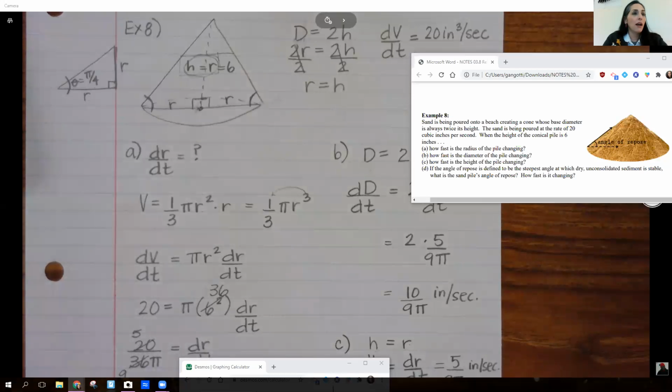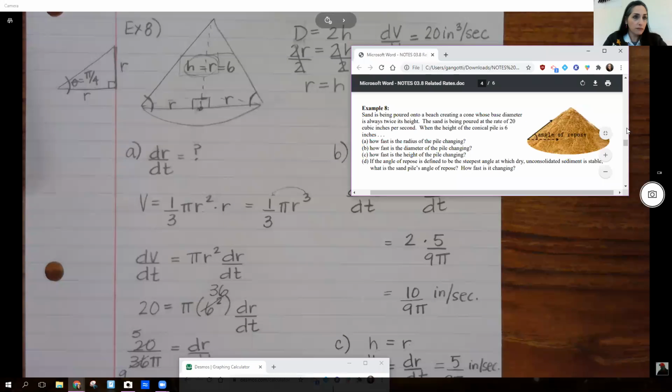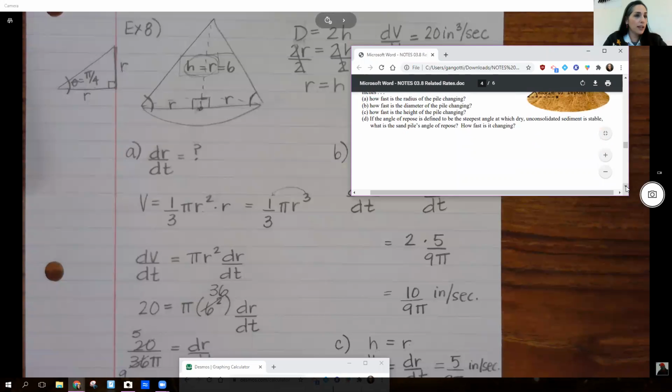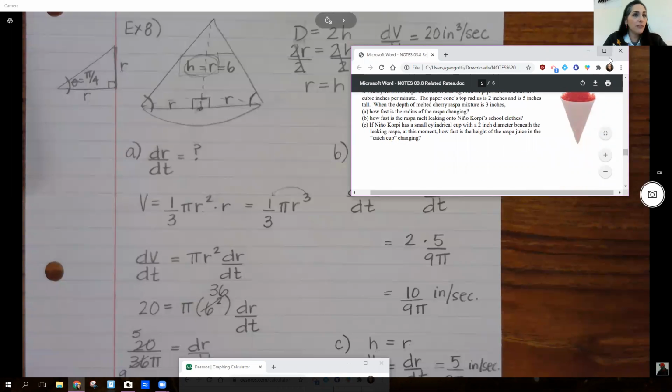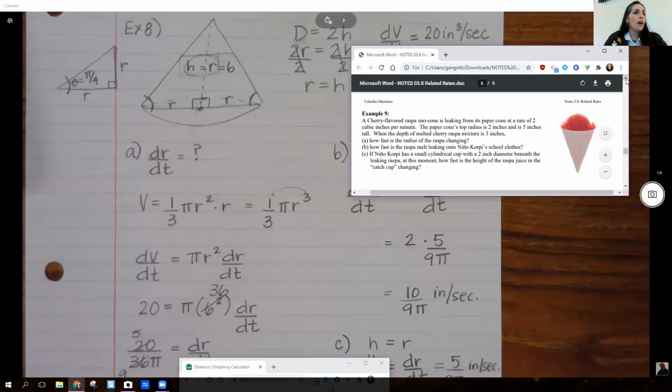Okie doke. All right, so let's see here. Let's see how well I can get number 9 on the screen. Oh, that's not bad. They're fitting on here pretty nicely. That's pretty good. All right, so here we go. Example 9, a cherry flavored raspa snow cone, which I learned is a Texas thing. Like snow cones, obviously, we've had snow cones before, but the raspa apparently is a Texas thing. So I'm assuming it's raspberry, I don't know.